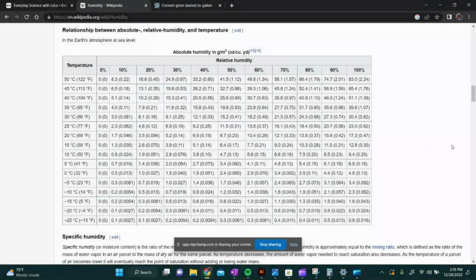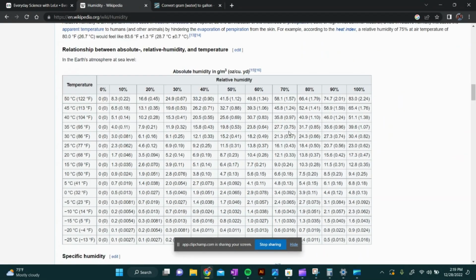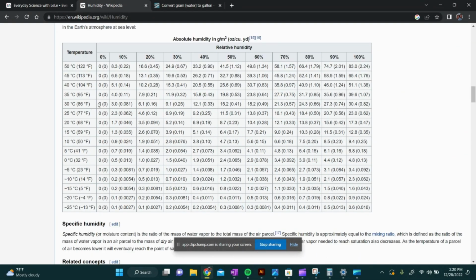When I have a problem, I find the easiest place to look is Wikipedia. And I found this chart. By looking up a temperature and a relative humidity, I can then get the absolute humidity in grams of water per cubic meter of air.